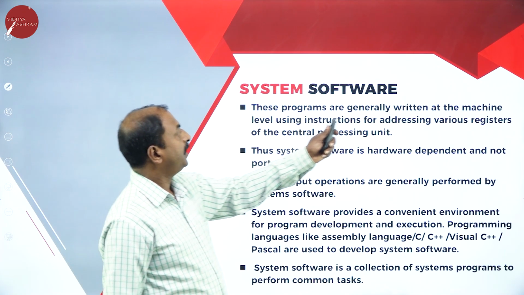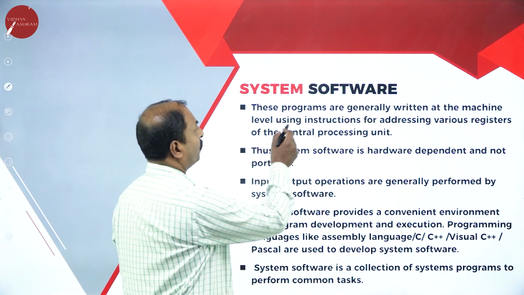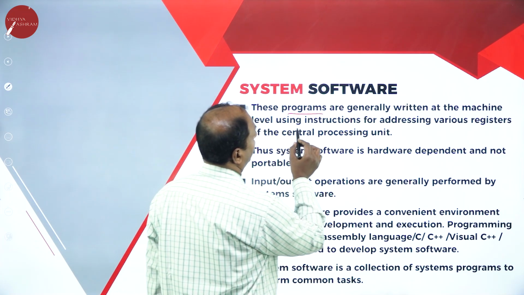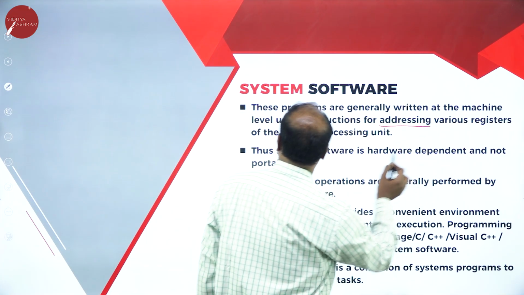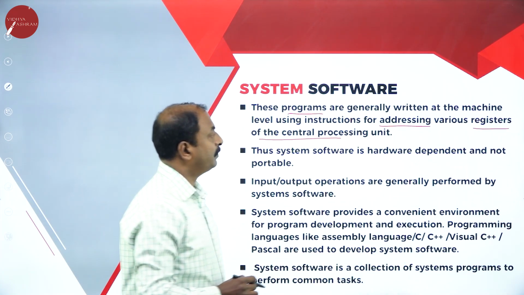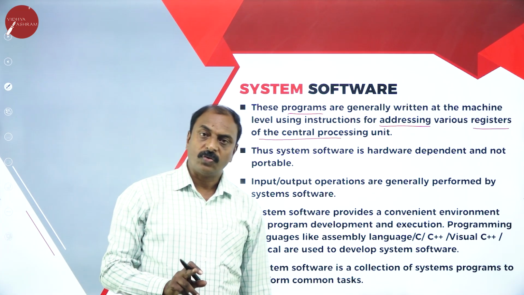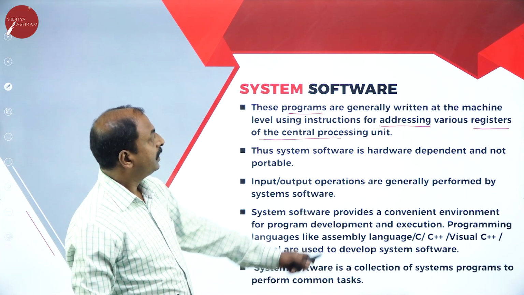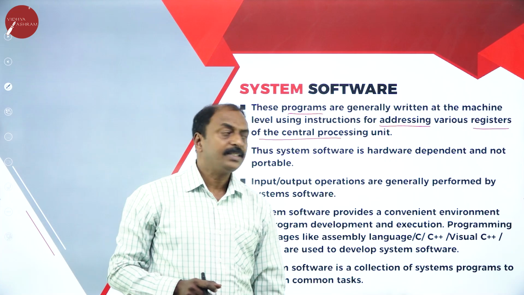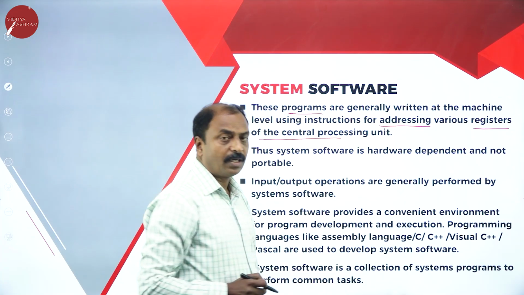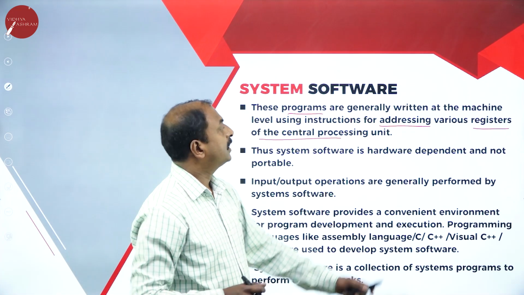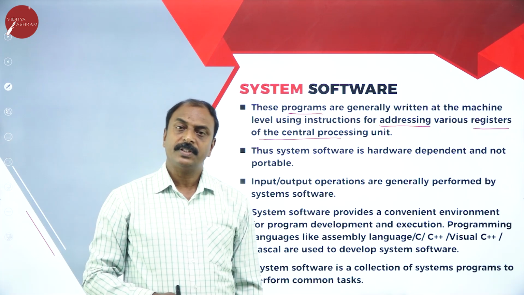Now let us see what is system software. System software are programs generally written at the machine level using instructions for addressing various registers of the CPU. So what is a system software? It is a software written at the machine level for addressing the various registers, or in other words, system software are used to address the various hardware components of the system.